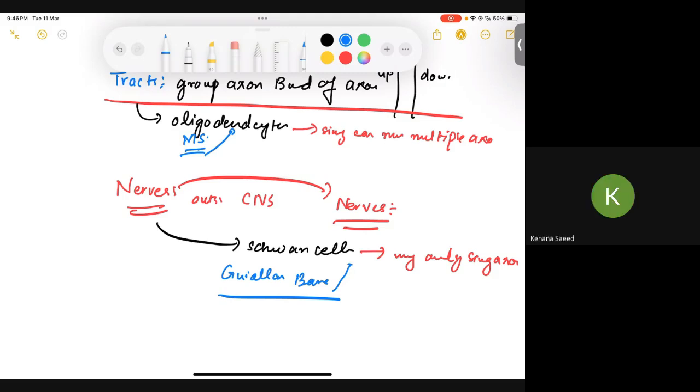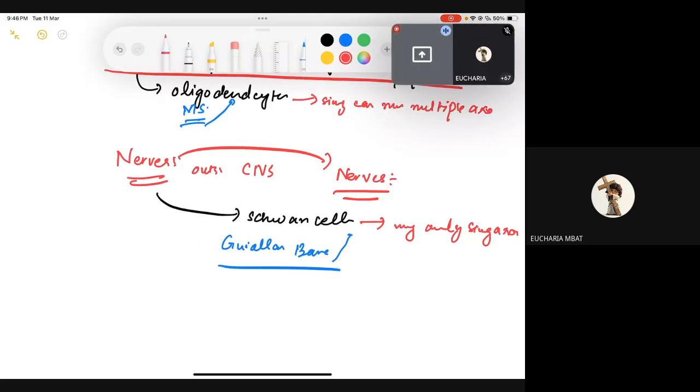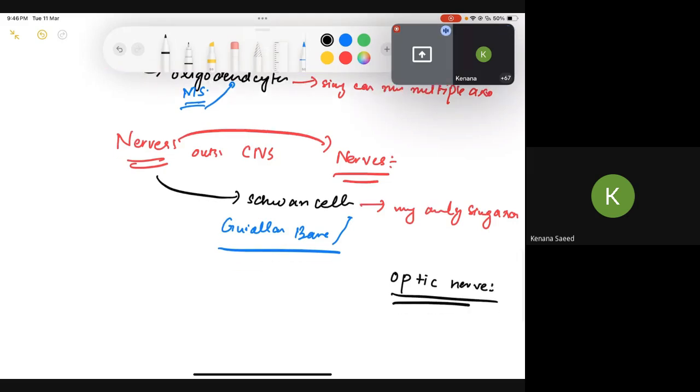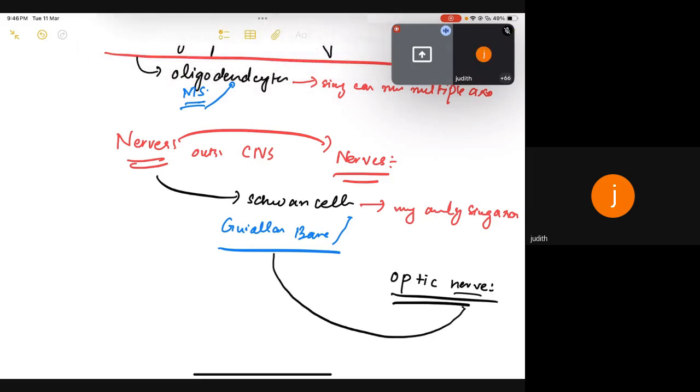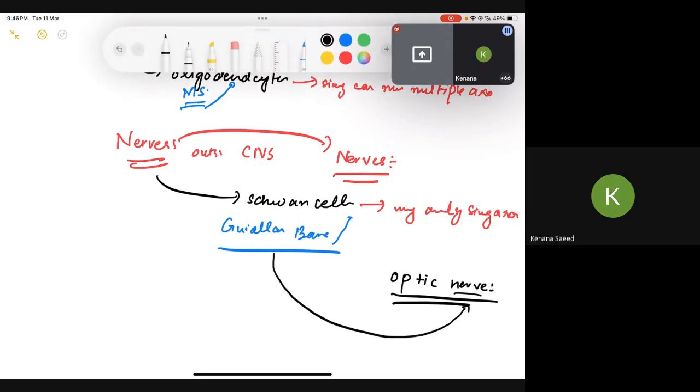Okay, so here is a question for you guys. What's the name of cranial nerve 2? What do we call it? Optic nerve. Okay, it's optic nerve, right? So, for example, if you have a demyelinating disorder of the optic nerve, it's a nerve, right? It means that Guillain-Barré is going to affect that. Yeah, but the reality is multiple sclerosis is what affects the optic nerve.